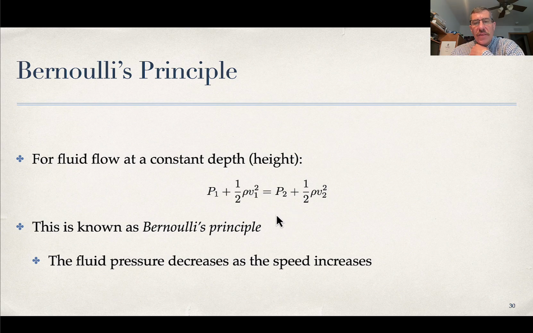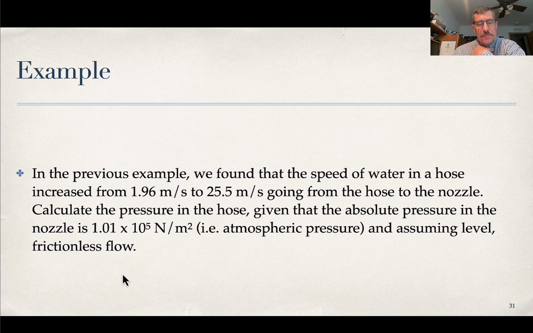One way to think about this is, since the two sides have to balance out, what this really says is that if your speed increases, if v2 gets bigger, then the pressure has to go down, because they have to balance out. So as the speed of a flowing fluid increases, the pressure of that fluid decreases.